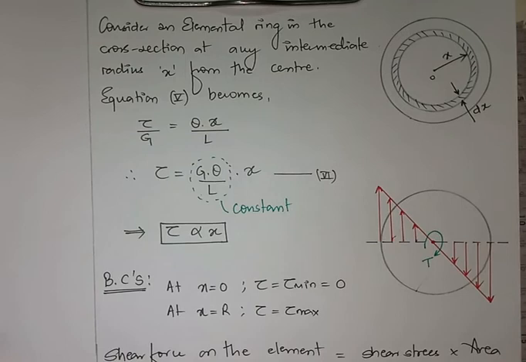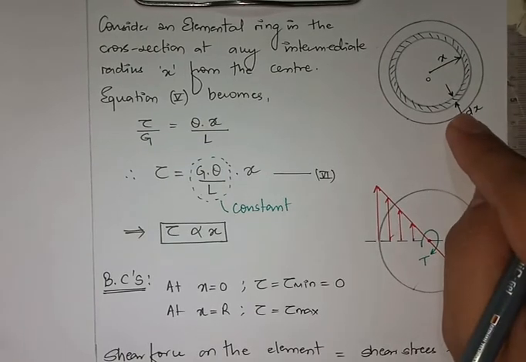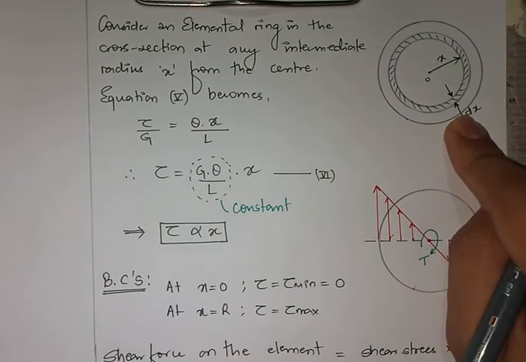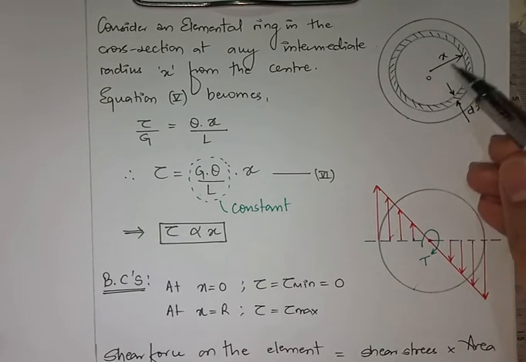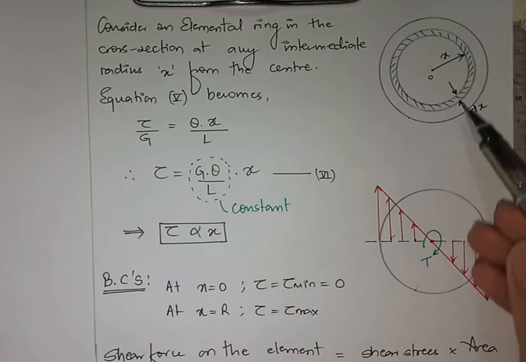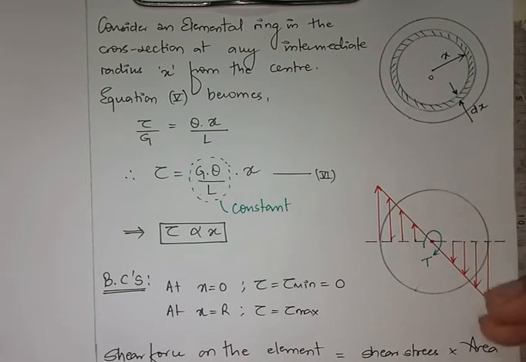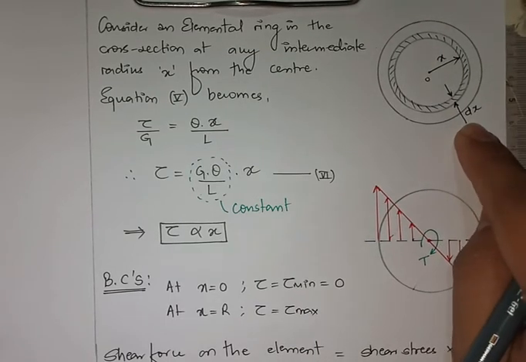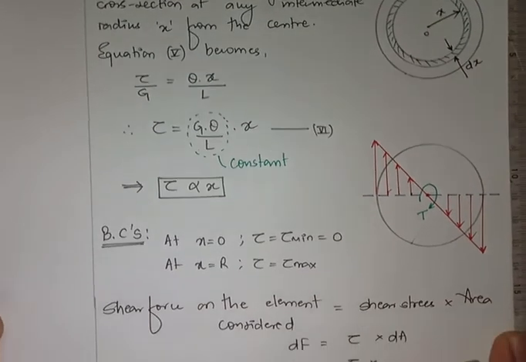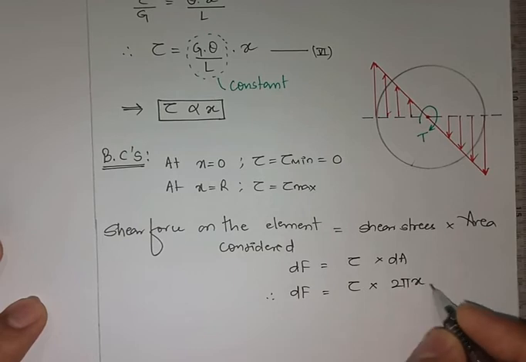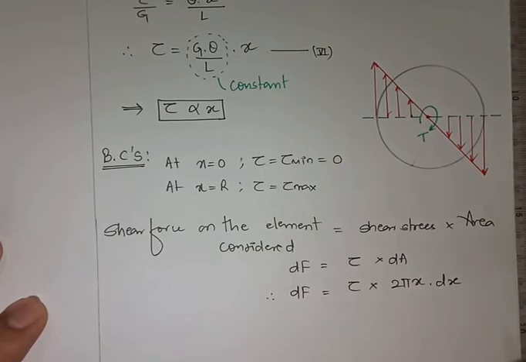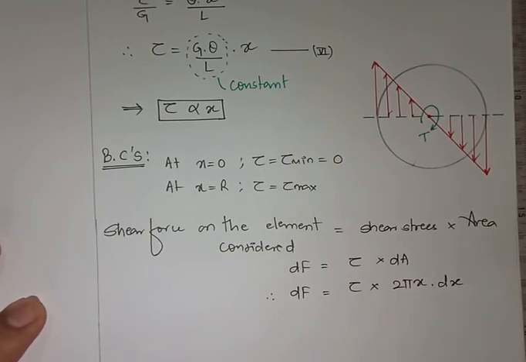So what is the area of this hatched section in the ring? The area of the hatched section is the circumference, which is 2 pi x because the radius is x, into the thickness, which is dx. So the area is 2 pi x dx. That is the area which is subjected to shear stress.